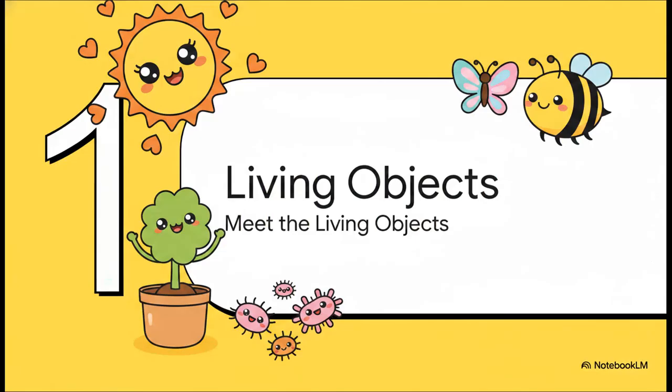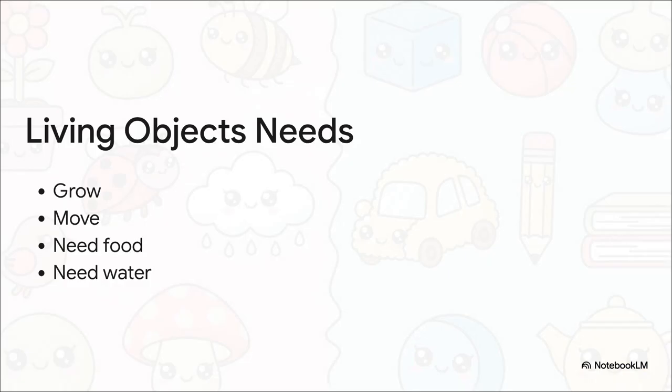Section 1. Meet the living objects. Let's open up that first file. Here are the secret clues to figure out if an object belongs in the living category. Living objects do some absolutely amazing things. They grow bigger over time. They move, and this is a big one. They need food and water to survive. Basically, if it needs a snack and a nice cool drink, it goes right into the living file.